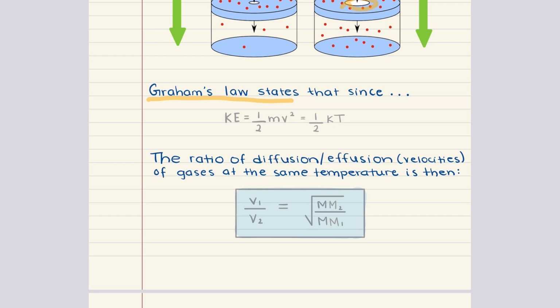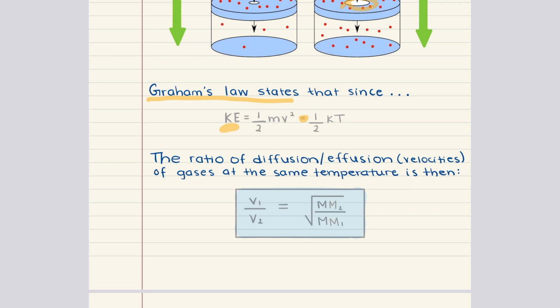And to understand this, we want to go back to the kinetic energy equations we discussed earlier, where we said kinetic energy is equal to 1/2 mv squared, and that's equal to 3/2 kT. Since temperature is the same for both gases in our comparison here, their average kinetic energies are also the same. This means that lighter molecules must move faster to have the same kinetic energy as heavier molecules.